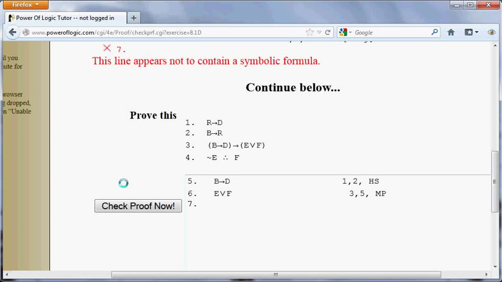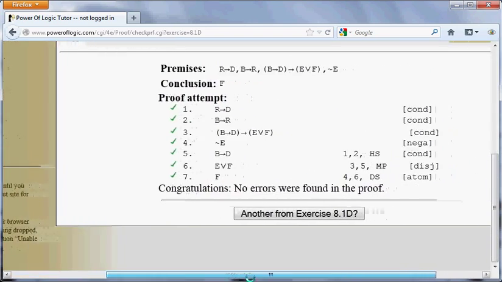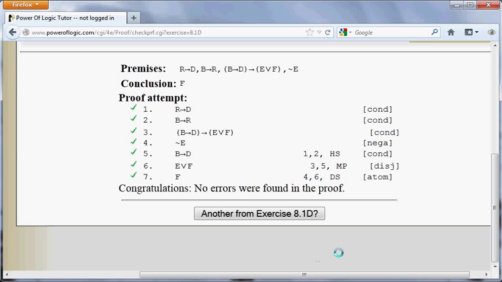Well, lines 4 and 6 now have disjunctive syllogism form to give me my conclusion, F. Okay, 4, 6 DS. Okay. It tells me all the lines that I've entered are correct, green check marks, and it says, congratulations, no errors were found in the proof. Okay, now that's a relatively easy proof.